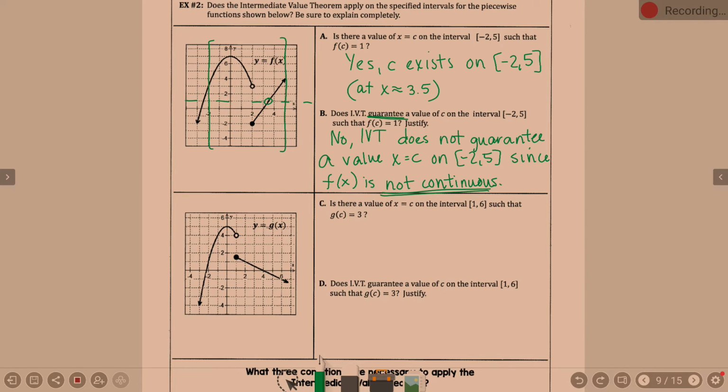So part A was just, do you physically see a value? Yeah. So we're not saying that the value isn't there, possibly. But we're not guaranteed a value because it wasn't continuous. Okay? So I guess we'll pick up there tomorrow. I should have timed this differently, but we'll look at C and D, which have a different graph, and then we'll put it all together and do some examples where we're really writing out the wording.